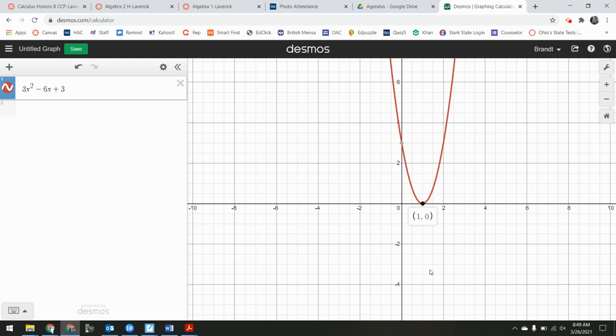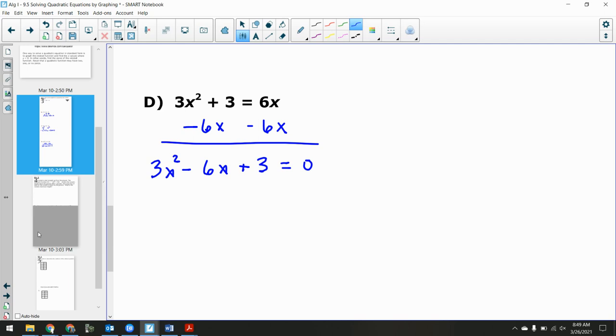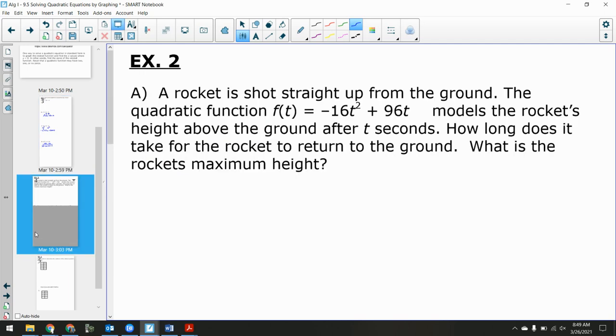Okay, now let's use this to answer some of these word problems as well. So you see it there. I'll show it on the screen here. A rocket is shot straight up from the ground. The quadratic function f of t is equal to negative 16t squared plus 96t models the rocket's height above the ground after t seconds. How long does it take for the rocket to return to the ground? And what is the rocket's maximum height? This looks like a very daunting problem right at the very beginning because it's asking me for a lot of information. However, if this question is on your state test, this is easy peasy because you have this calculator. Let me show you how.